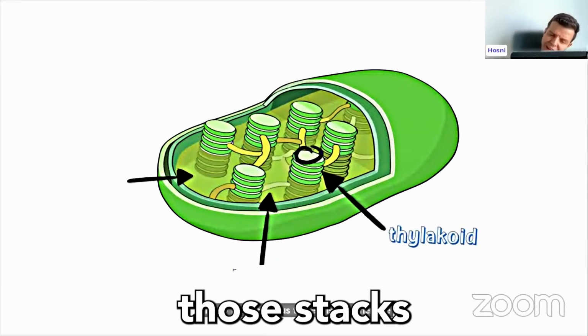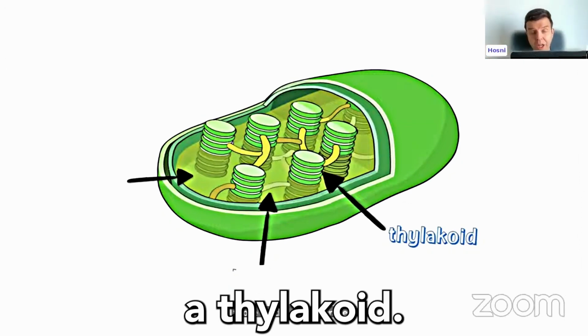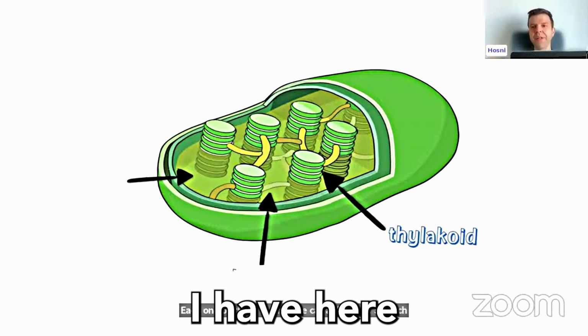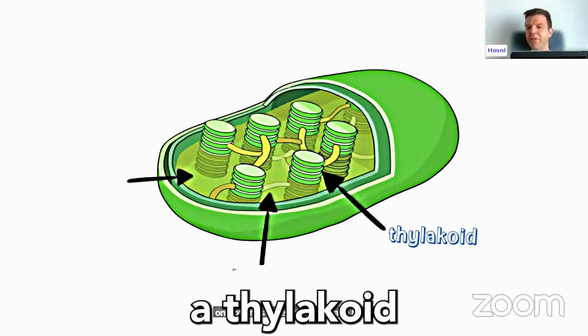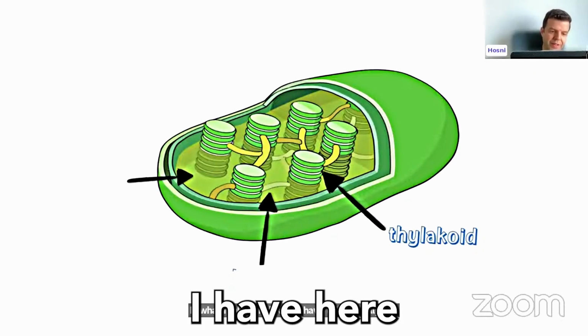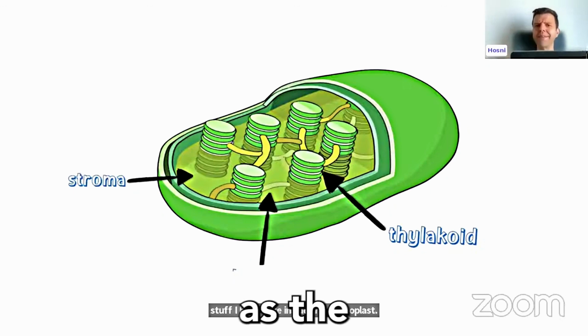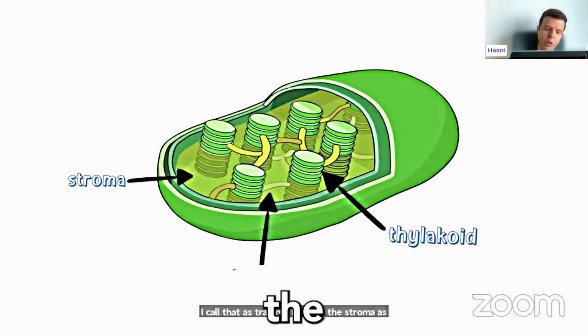So you have those stacks of membrane. Each one of these is what we call a thylakoid. Each one of those membranes I have here is what I call a thylakoid. I have this jelly-like stuff inside the chloroplast. I call that a stroma. Think of the stroma as the cytoplasm inside the chloroplast.